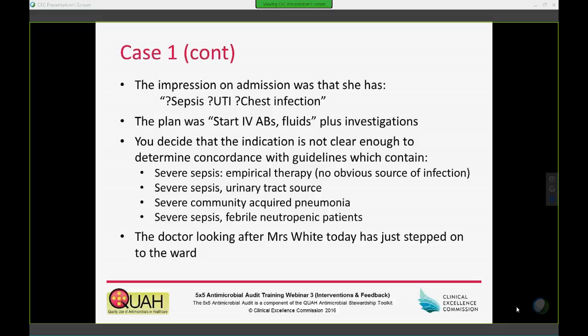Hi Dr. Hu, good to see you today. I'm Yvette, the nurse looking after Mrs. White on this ward. Do you have a moment to talk about her antibiotic therapy? Yeah, look, I'm quite busy, but what's the issue? Well, I noticed she was started on tazocin and gentamicin when she came in yesterday, and at the time it seemed like the team were a bit unsure as to what infection she might have.